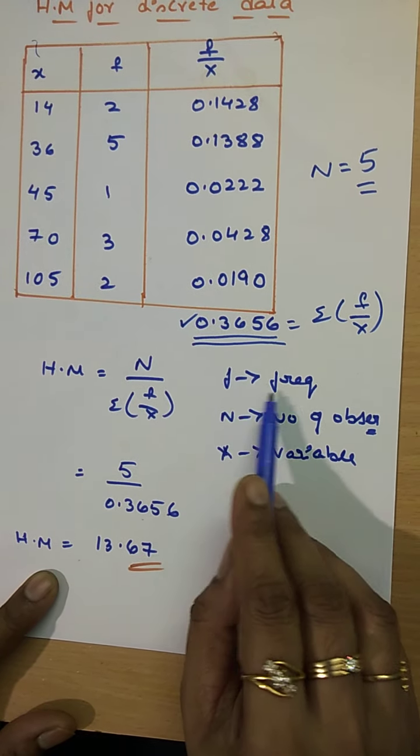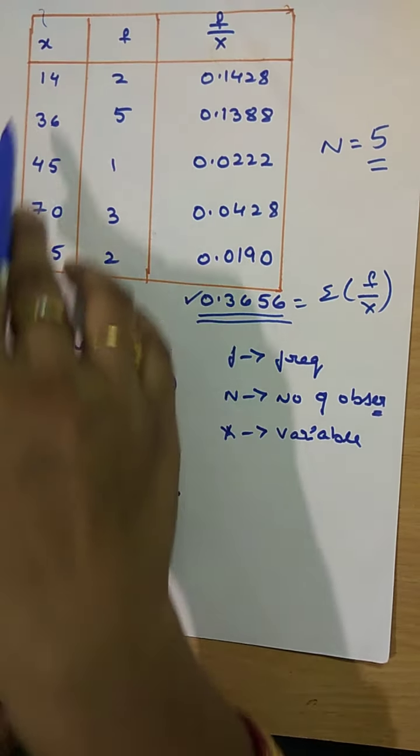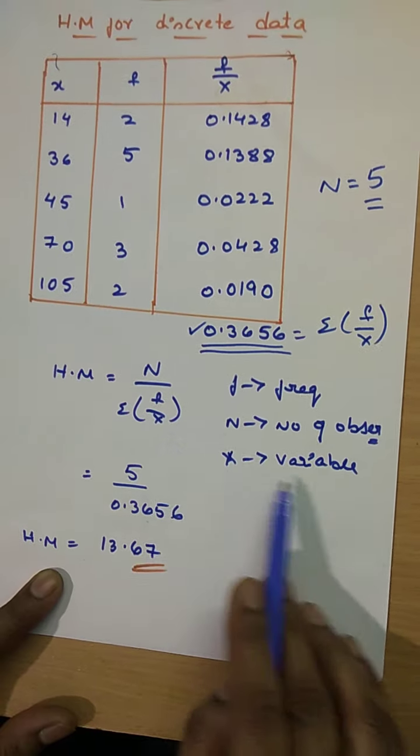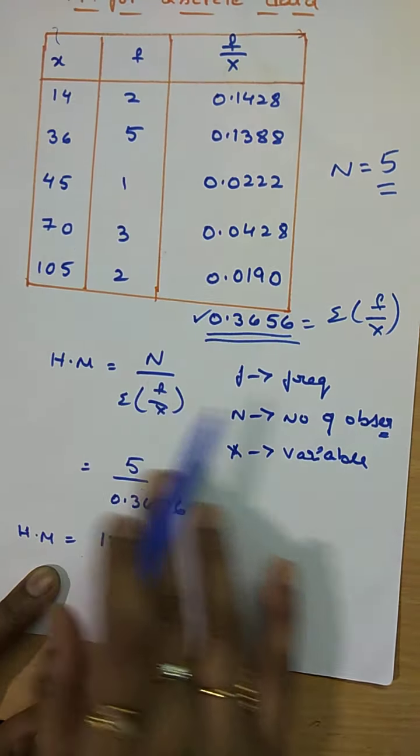Here f is nothing but the frequencies they have given. n is the total number of observations. x is the variables: 14, 36, 45, 70, these are the variables.